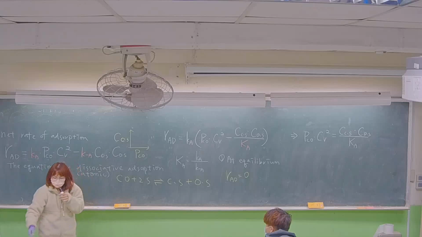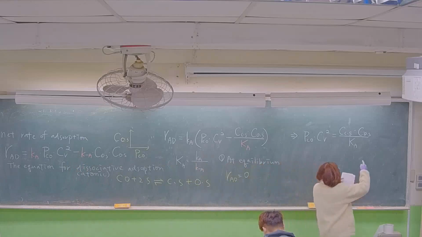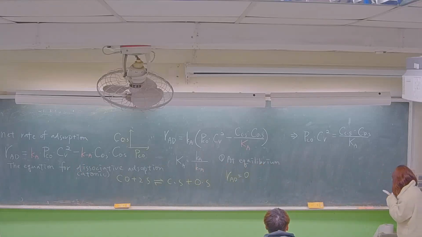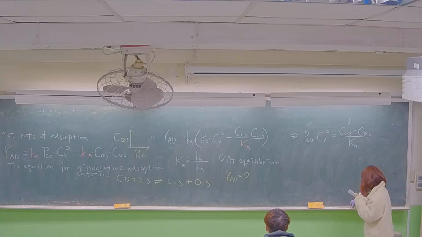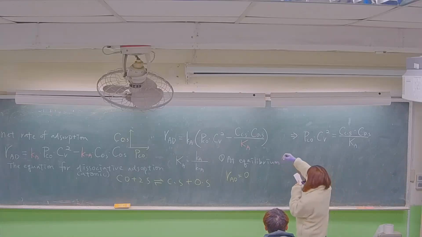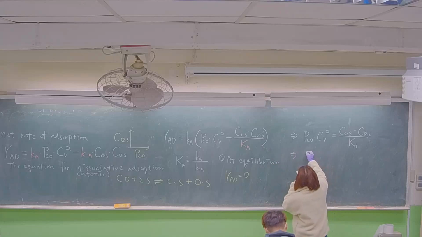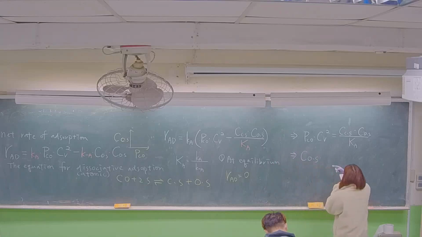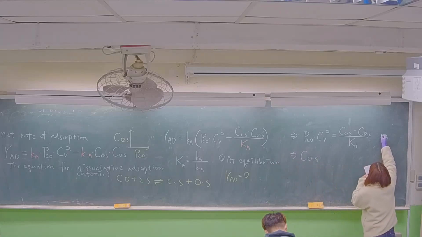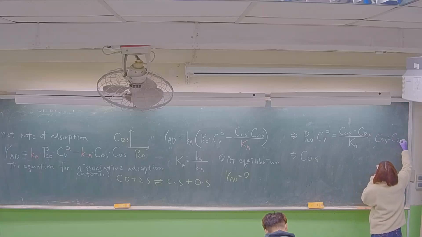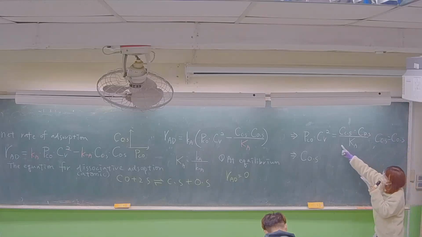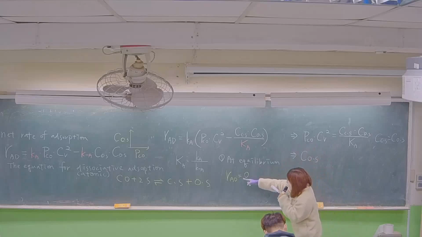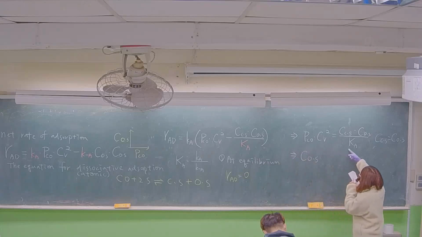Okay. So next, how to rearrange this one? What is the parameter you want? Because you have to draw the plot, so I want to do this, okay? I want to do this. And please also use this one, okay? This one is from R_AD equals 0. This is R_AD, so we got this one, okay?